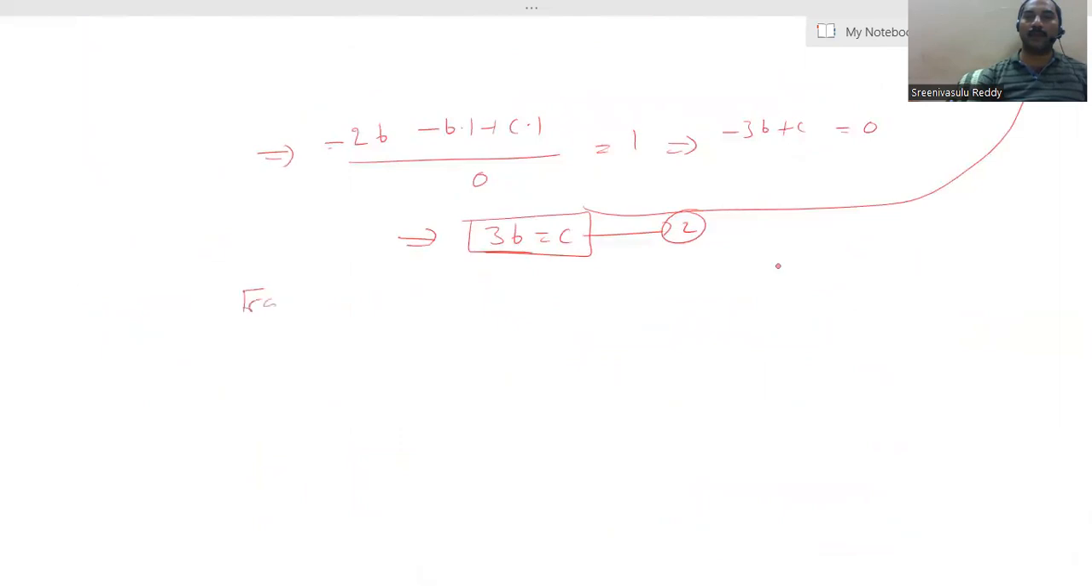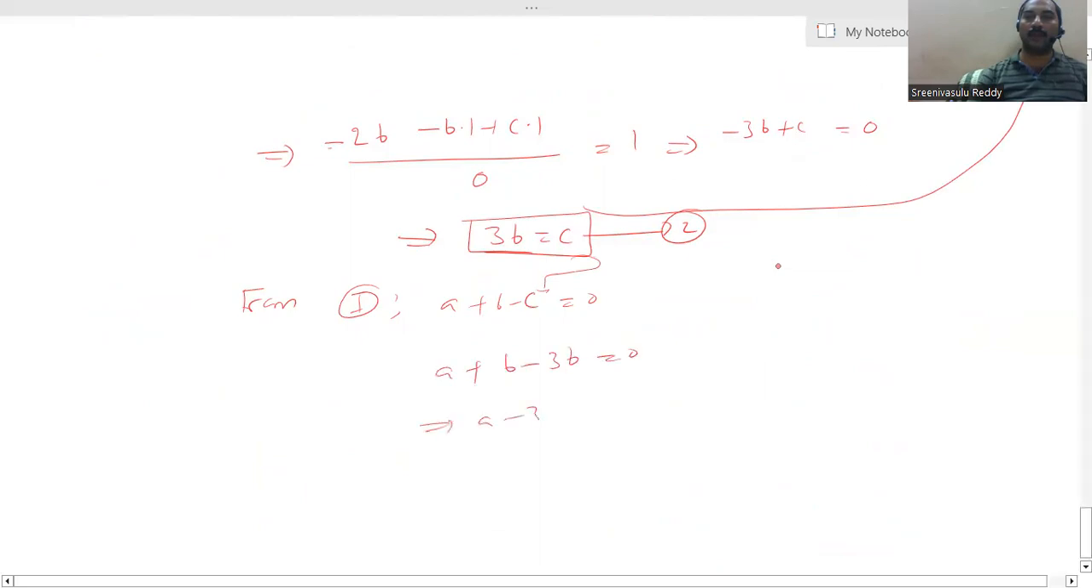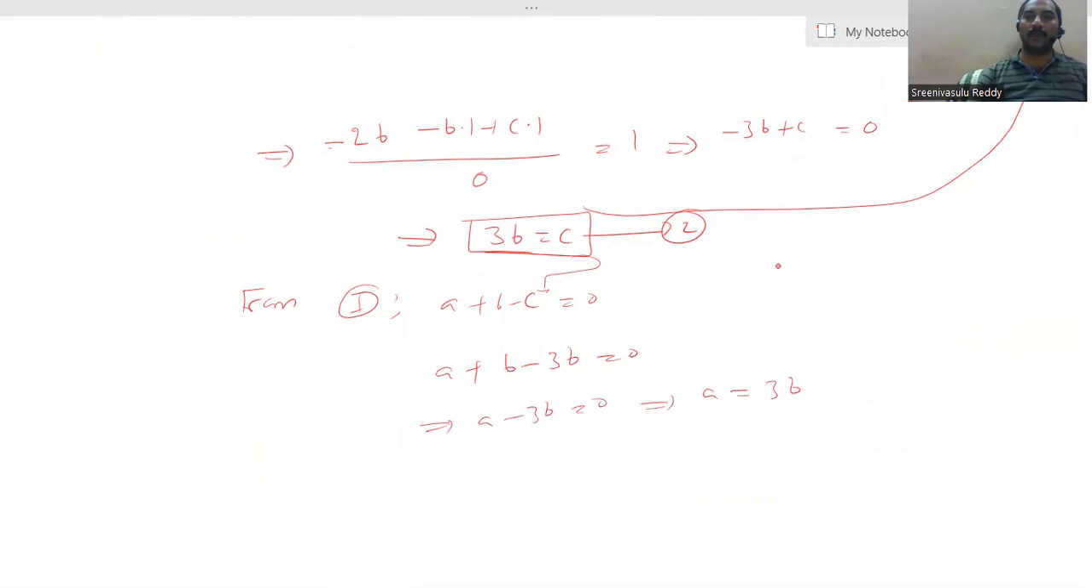If you have any confusion, from equation 1: A plus B minus C equal to 0. Substituting C value here, we get A plus B minus 3B equal to 0. That implies A minus 2B equal to 0. That implies A equal to 2B. If you know B value, we can get A value. If you know C value, we get B value. Or if you know B value, we can get C value.